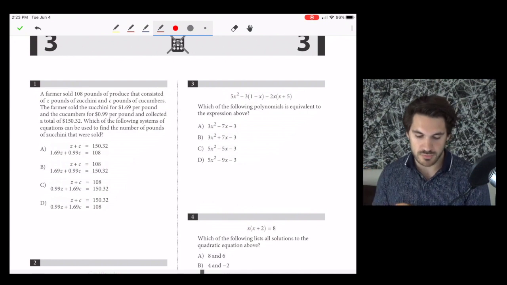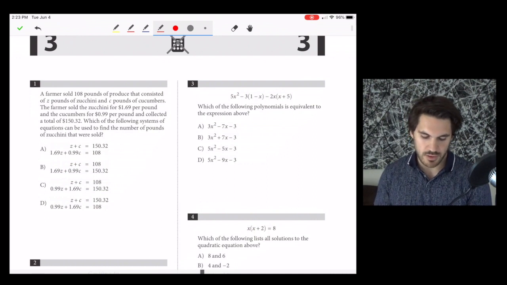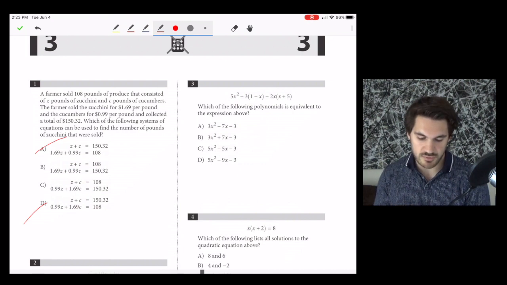were sold? So what we're going to do is let Z represent the pounds of zucchini, C is the pounds of cucumbers. We know they add up to 108. So our answer choices cannot be A and cannot be D. Next, we know that the 1.69 is associated with the cucumbers and the 99 cents is associated with the zucchini. Whoops, reverse. We know that the zucchini is associated with 1.69 and cucumbers are with 99 cents. So our answer is going to be B.